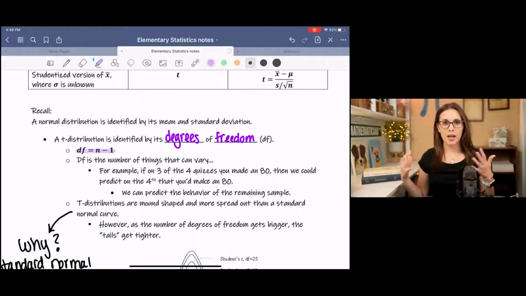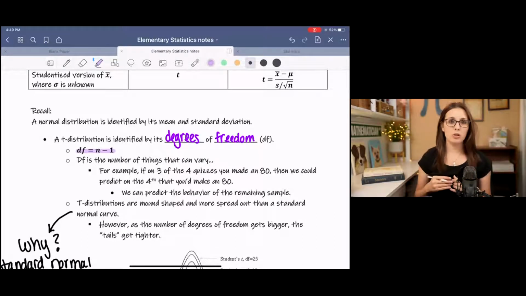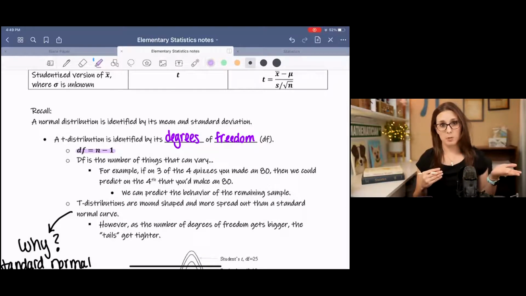And this is just saying it's the amount of variation we can expect from a data set. So for example, if you're taking 4 quizzes in a semester, and on the first 3 quizzes you made an 80, then I could probably expect you to make around an 80 on the 4th one. So it's just that amount of freedom that we have when we're predicting behavior.